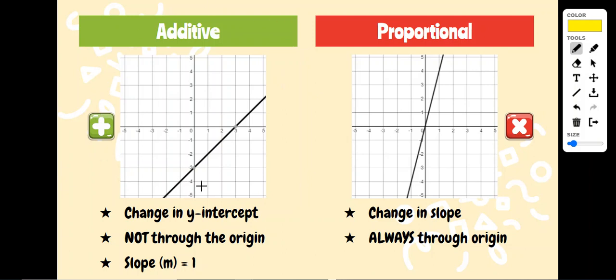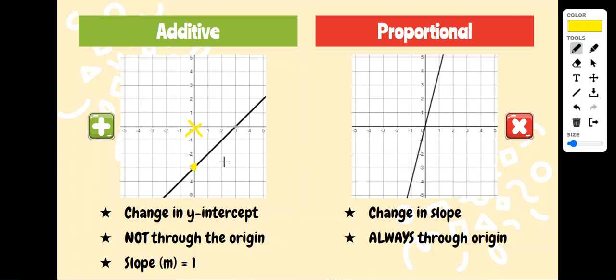An additive graph can be identified because it does not go through the origin. Remember that adding or subtracting changes how far above or below 0 on the graph the line will be. So if we have added or subtracted, it's not going through the origin anymore. The y-intercept, or point at which it goes through the y-axis, will no longer be 0.